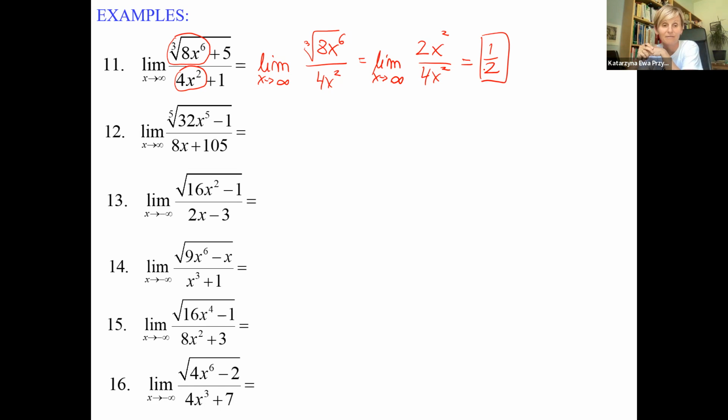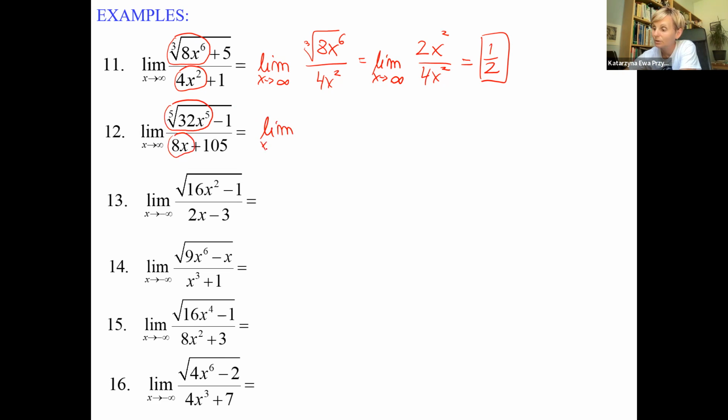The same leading function, they will be cancelled out, leaving the ratio of the leading coefficients. This limit is 1/2. And if we draw this whole rational function, the ratio of these two functions, the line y equals 1/2 will be a horizontal asymptote for this function. Horizontal asymptote.